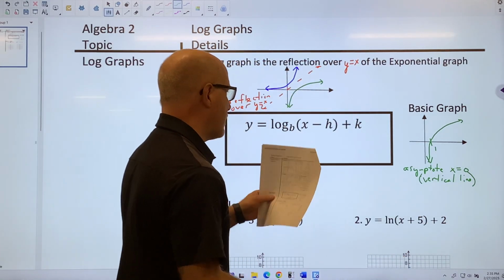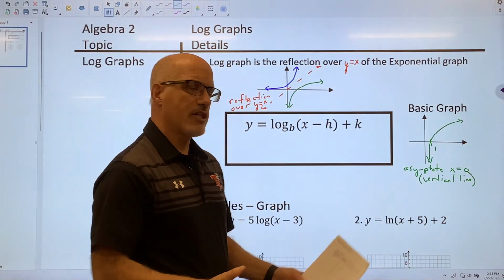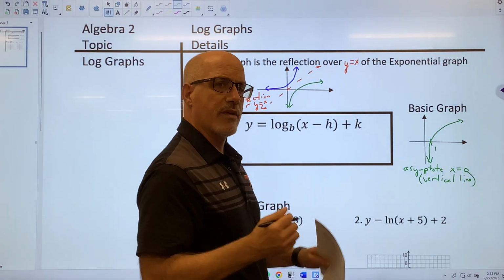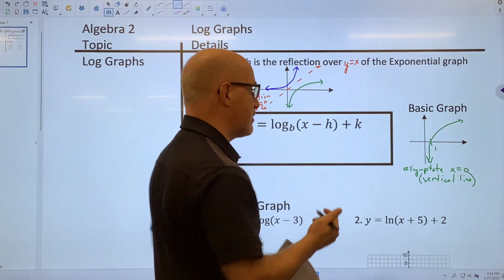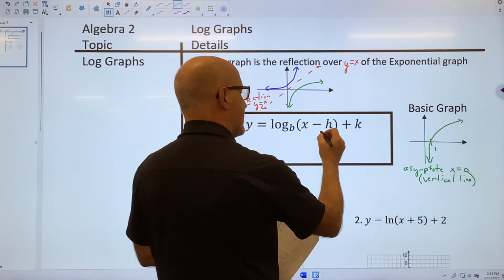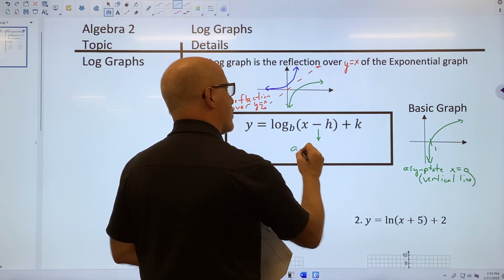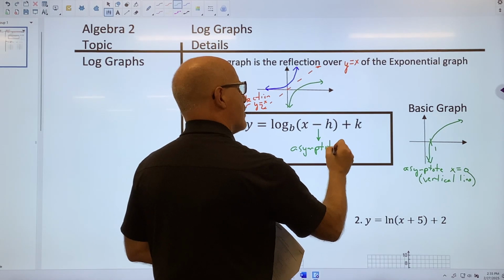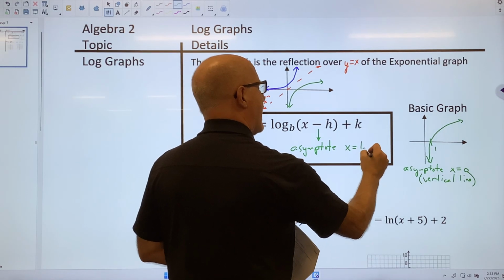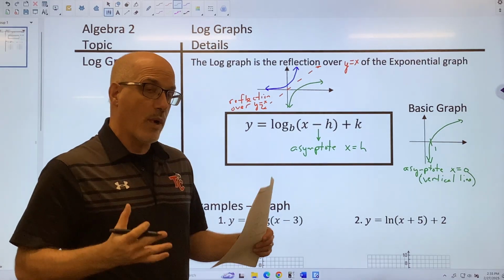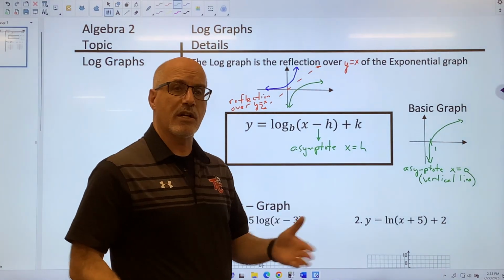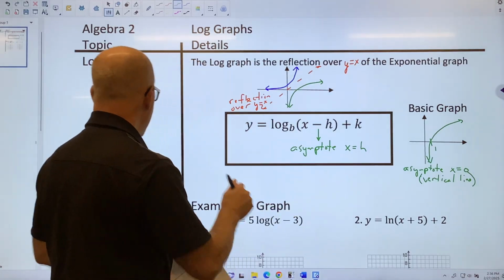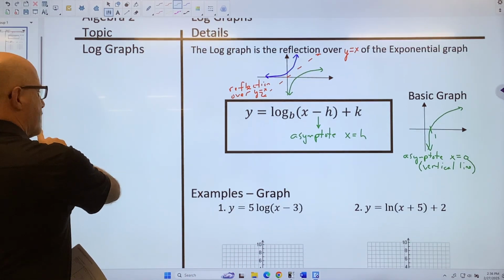So when we look at the equation, the thing that you have to understand is what's inside the logarithm is what becomes the asymptote. So when we have this, you grab from inside, and the asymptote is x equals h, the opposite of that number. Whatever makes this equal to 0 in here is our asymptote for our logarithm graph. All right, so let's look at some examples.